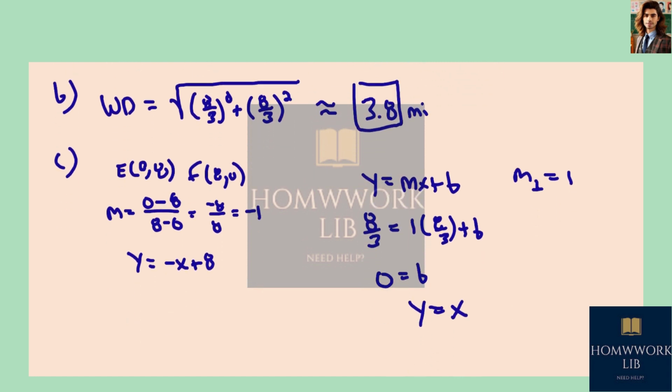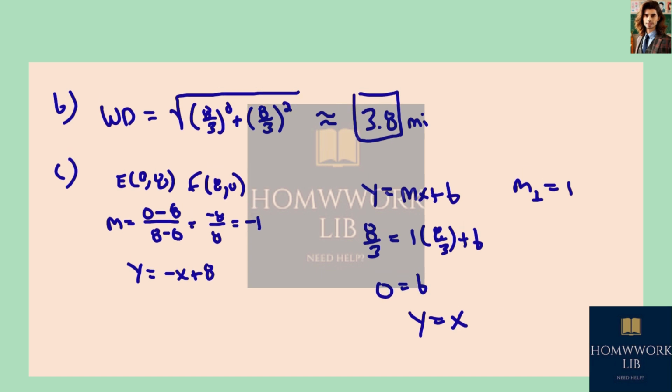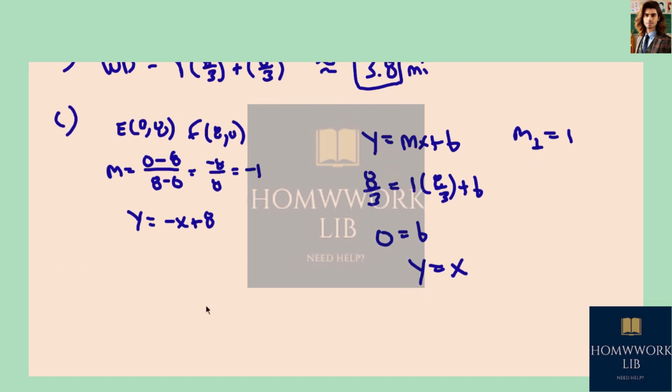Now we want to find the intersection of the perpendicular line and the original line. So x would be equal to negative x plus 8. Add x to both sides and you get 2x equals 8, so x equals 4. And if x is 4, then y is also 4. So the intersection of the two lines is at 4, 4.